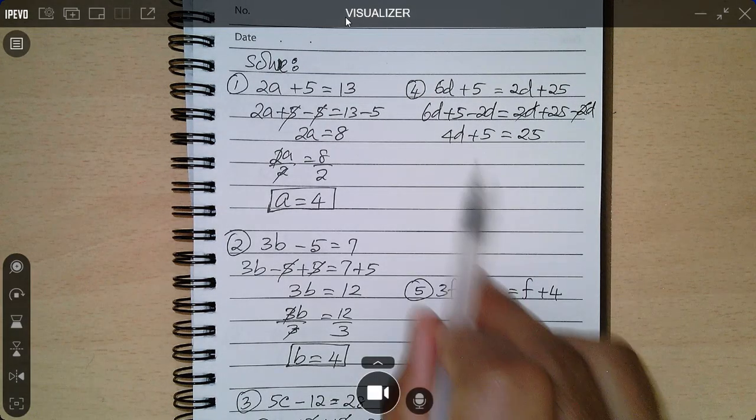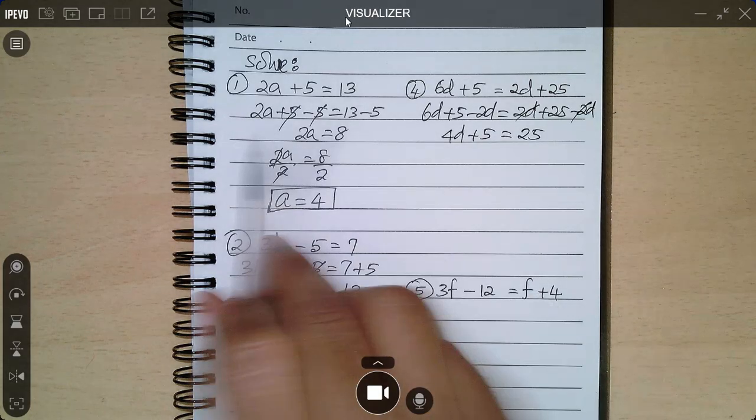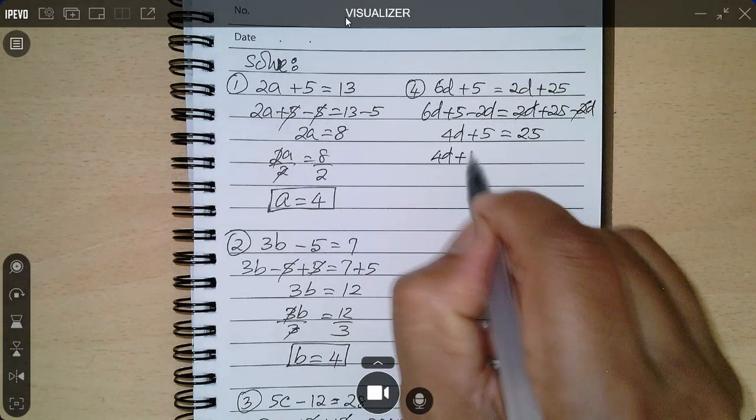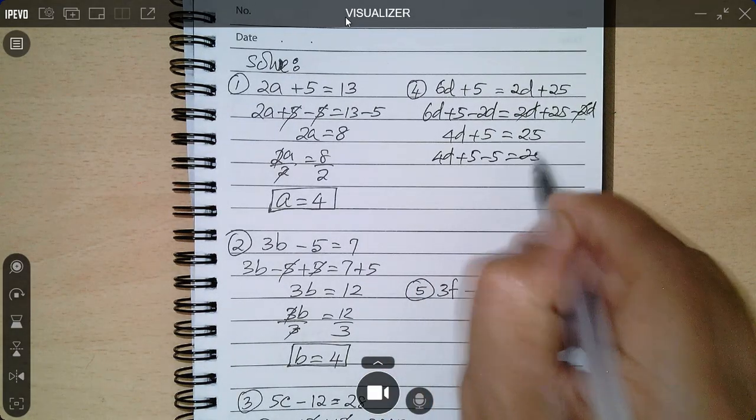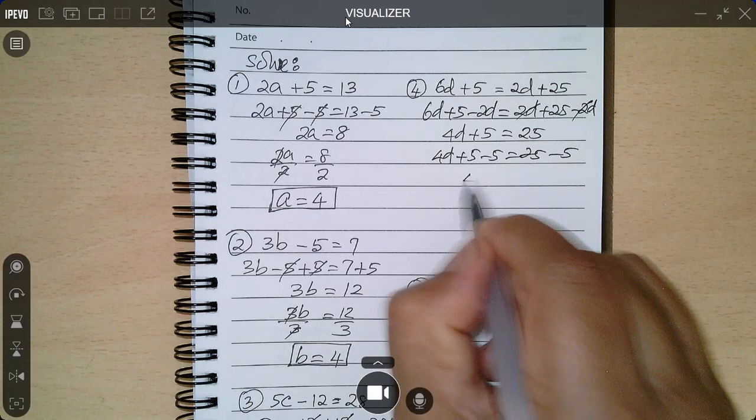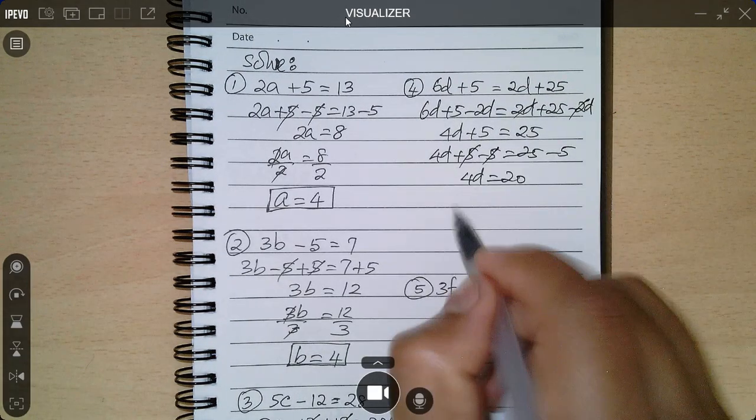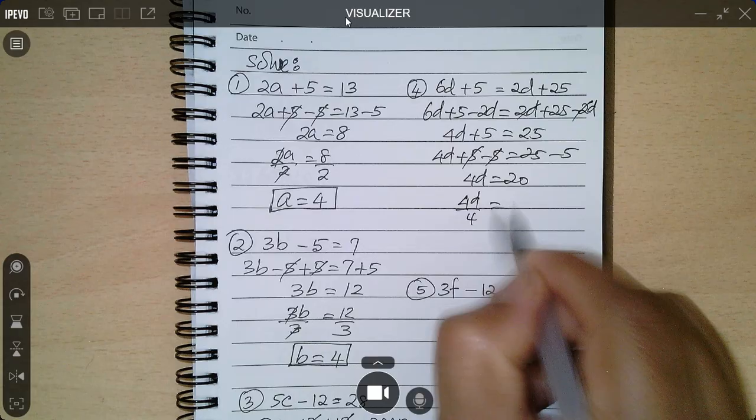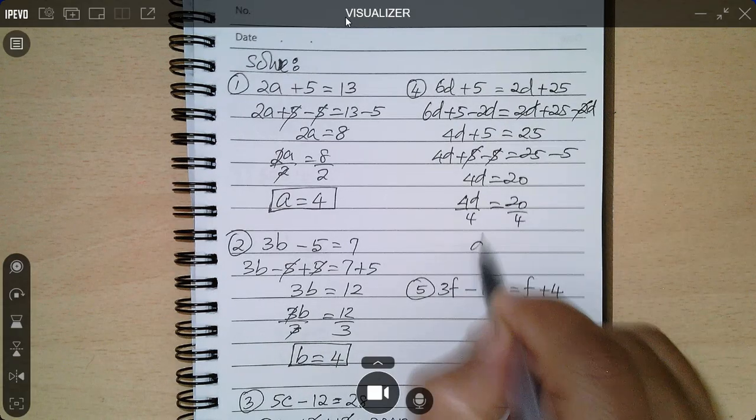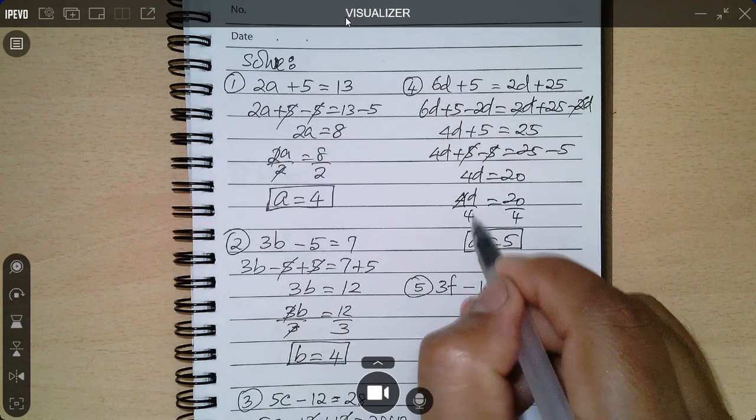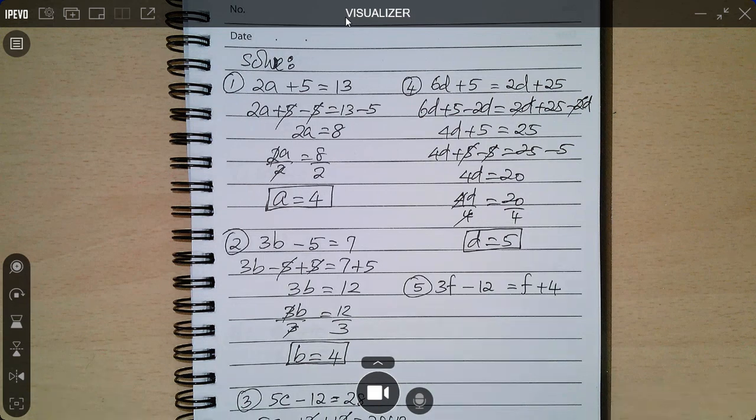So we get back somewhat similar to question 1. Now since we have a plus 5, 4d plus 5 minus 5, 25 minus 5. So we got 4d equal 20. Now divide by 4, d equal 5 because the 4 and 4 get cancelled. Quite simple. A reverse operation, done at the same time for both sides.